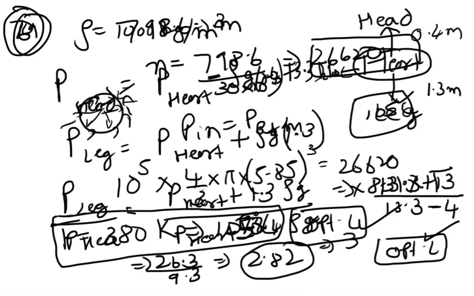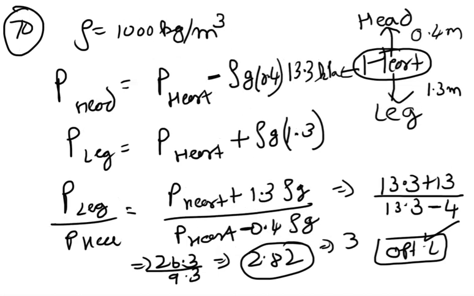The next question, the last question, the 2 marker, is about the head, heart, leg problem. The blood pressure in the heart is given to be 13.3 kPa. As we move up to the head, which is 0.4 meters above the heart, the pressure decreases. As we move downwards, the blood pressure increases. So the pressure of the head is the pressure of the heart minus rho g h, where h is 0.4. The pressure of the leg is the pressure of the heart plus rho g h, where h is 1.3.